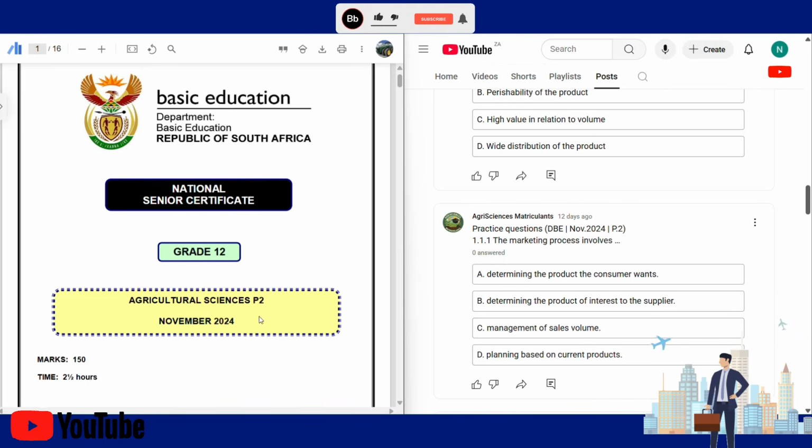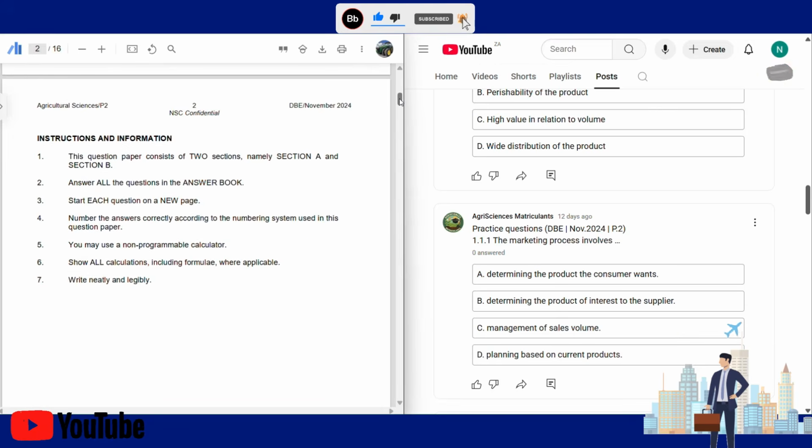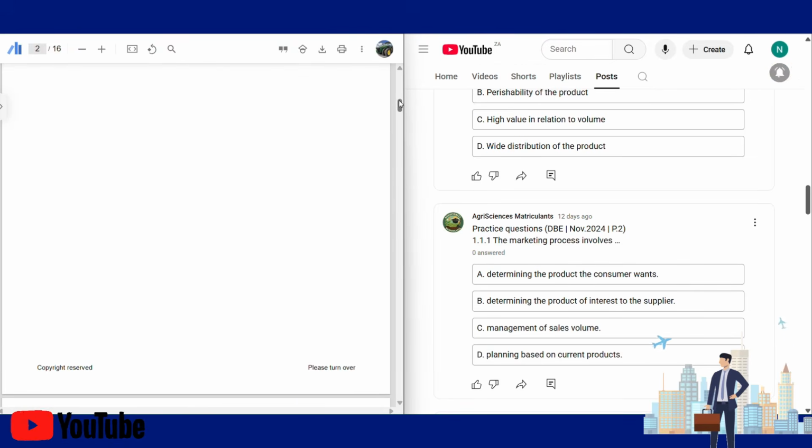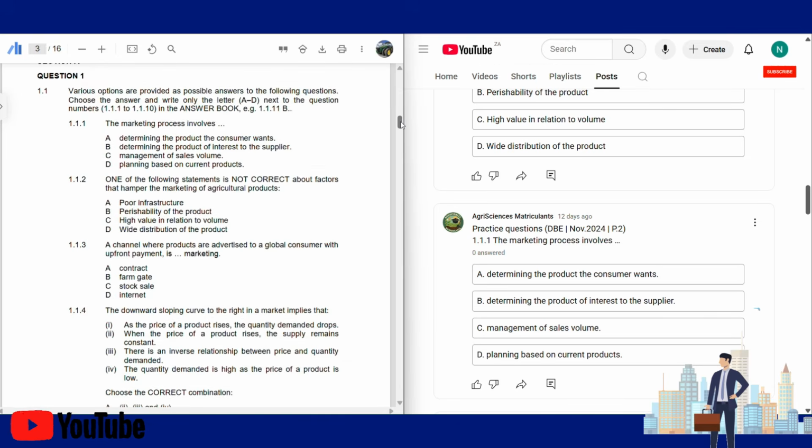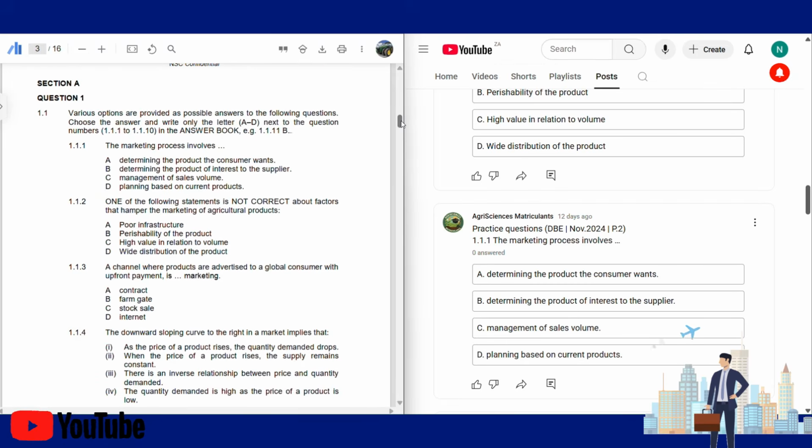Paper 2, November 2024. So this is the final exam for 2024. This is the DBE, as you can see. Let's go to section A. Today we will be doing section A, which is multiple choice.